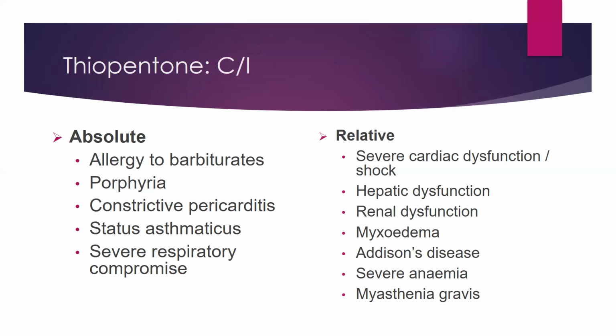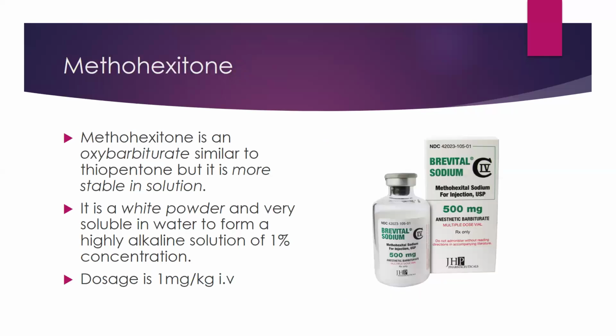So contraindications, absolute or relative. Patients with allergy to barbiturates, patients with porphyria, patients with constrictive pericarditis because of myocardial depression, status asthmaticus, actually patients with asthma and patients with severe respiratory compromise. Relative contraindications means that you weigh your risk and benefit: severe cardiac dysfunction or a patient who is shocked because of hypotension, patients with hepatic dysfunction, renal dysfunction, mesothelioma, Addison's disease, myasthenia gravis, and all that. These are some of the contraindications to thiopentone.